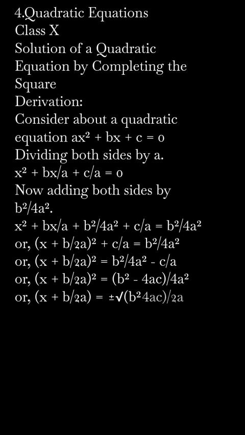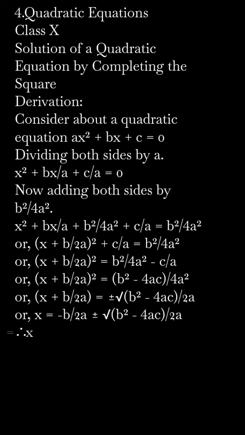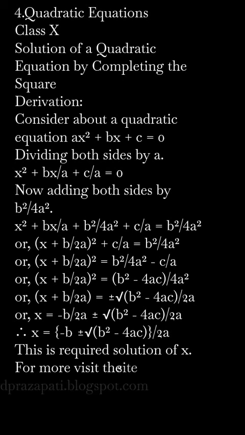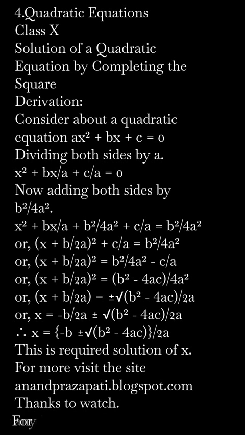Or (x + b/2a)² = b²/4a² − c/a. Or (x + b/2a)² = (b² − 4ac)/4a². Or x + b/2a = ± √(b² − 4ac)/2a. Or x = −b/2a ± √(b² − 4ac)/2a. So x = (−b ± √(b² − 4ac))/2a. This is the required solution of x.